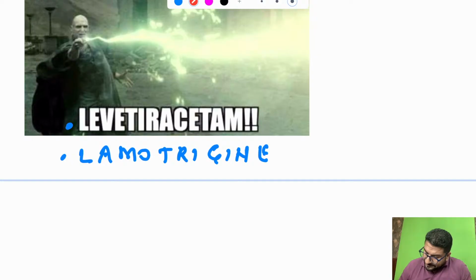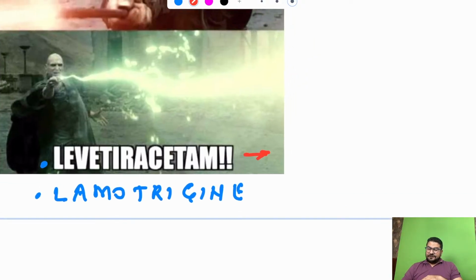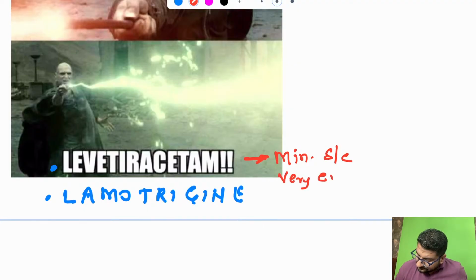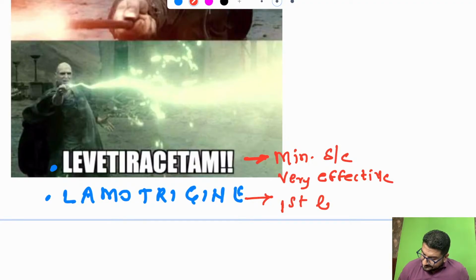So levetiracetam is a new drug in epilepsy, and this drug has minimal side effects. You can notice the patient has almost no side effects, and it is a very, very effective drug. Now coming to lamotrigine, understand this is a drug. It's also very effective, and this is considered first line in all types of epilepsy.